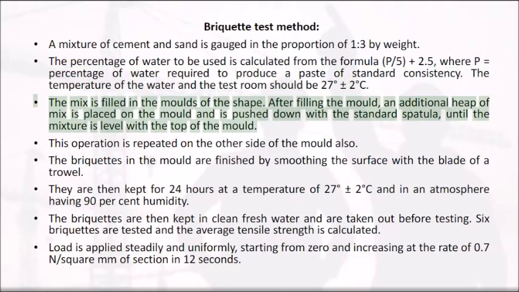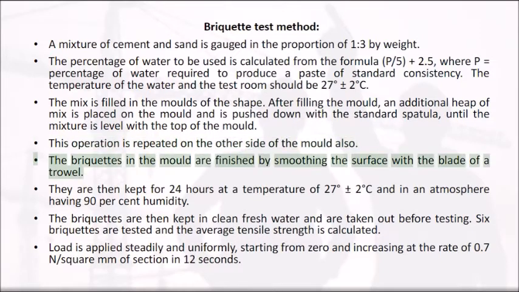The mix is filled in the molds of the shape. After filling the mold, an additional heap of mix is placed on the mold and is pushed down with the standard spatula until the mixture is level with the top of the mold. This operation is repeated on the other side of the mold also. The briquettes in the mold are finished by smoothing the surface with the blade of a trowel.